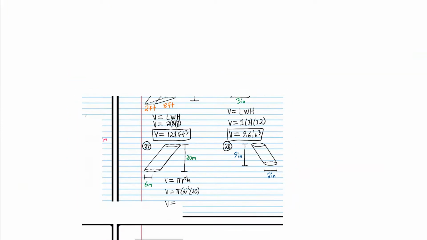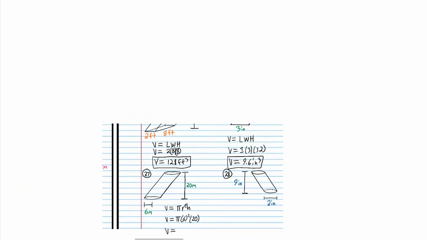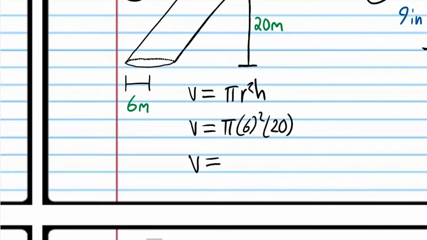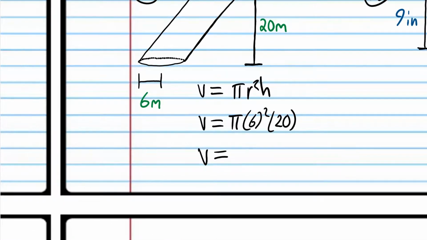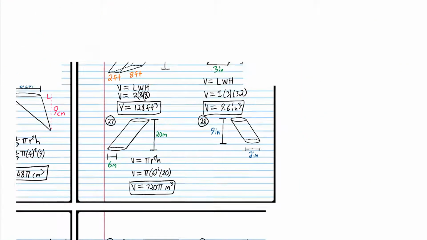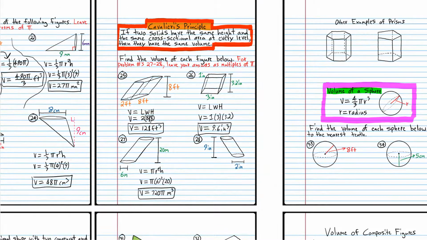And it says for numbers 27 through 28, leave your answer as multiples of pi. So 36 times 20, that would be 720. Again, we got the same answer that we got for the previous problem, because the previous problem was just a right cylinder that had the same height and the same cross-sectional area at every level. So why don't you try number 28? You can use this formula for 28, even though it's not a right cylinder. And when you come back, we'll do it together.